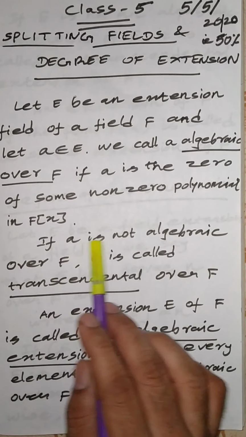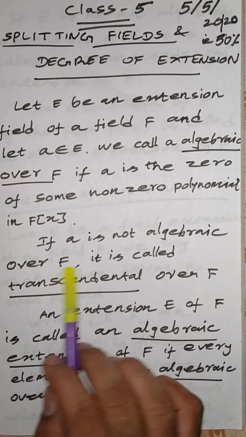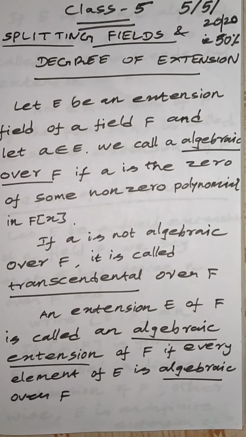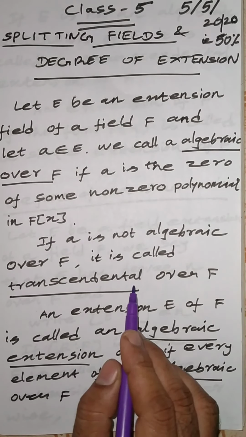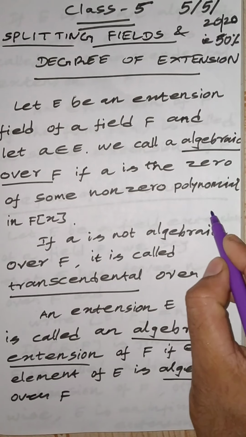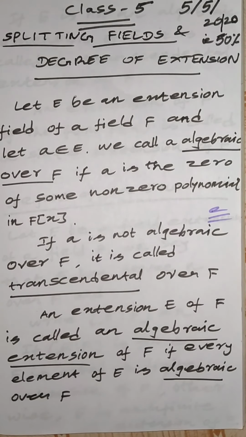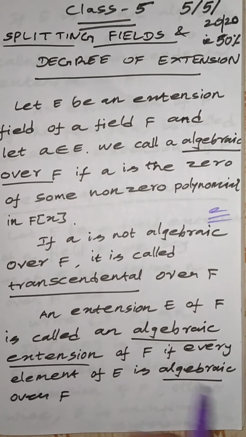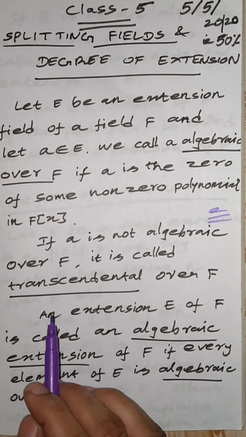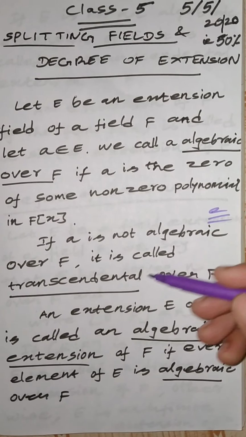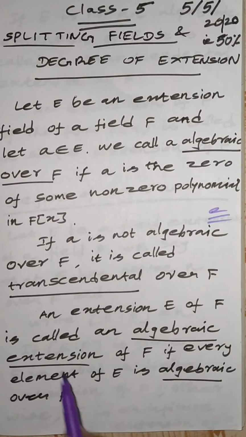Next, if a is not algebraic over F, it is called transcendental. We know very well the transcendental number. For example, e is a transcendental number. So this is an algebraic number, and this is a transcendental number.